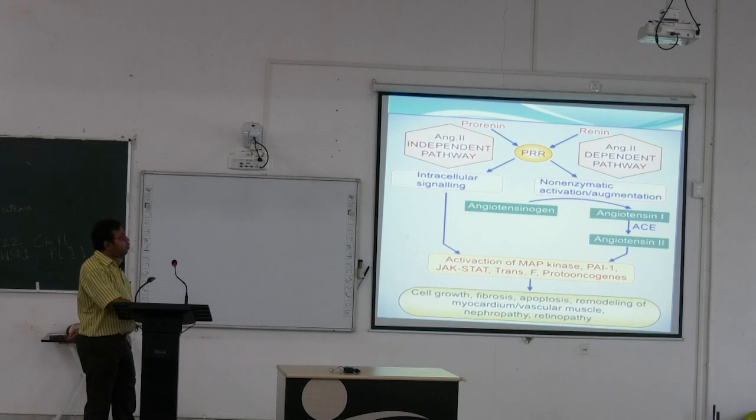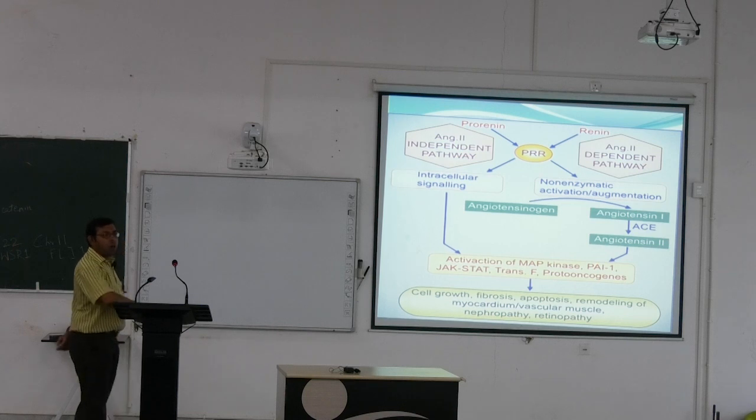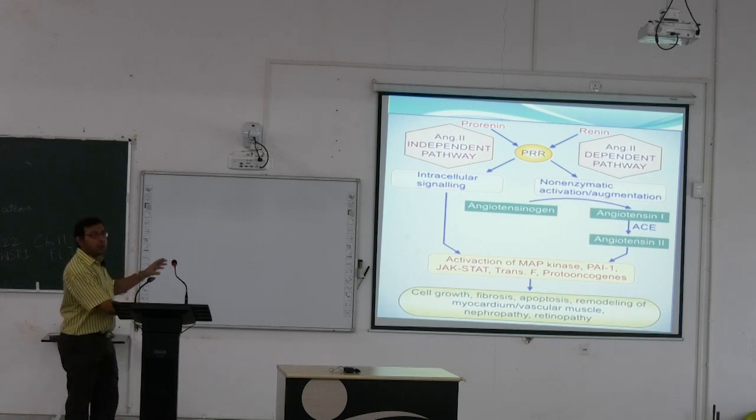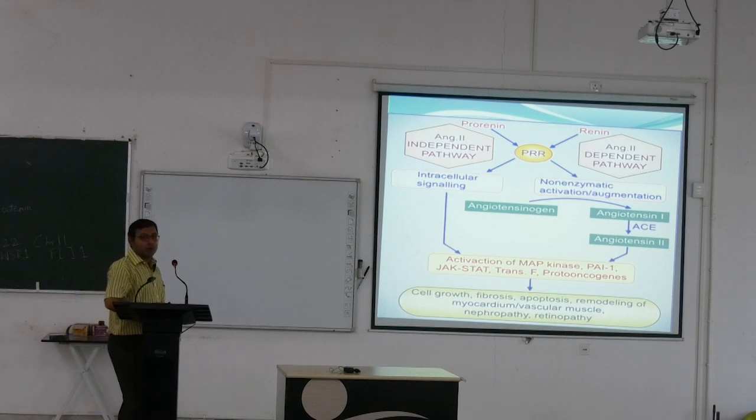Like MAP kinase, plasminogen activator inhibitor 1, the JAK-STAT pathway, different types of proto-oncogenes, etc. Angiotensin 2 also activates all these different types of kinases, but this is direct by means of angiotensin 2. And all this leads to cell growth, fibrosis, apoptosis, remodeling of the myocardium or vascular muscle, nephropathy, retinopathy. That is, all these problems can happen when it is not balanced or not restricted.